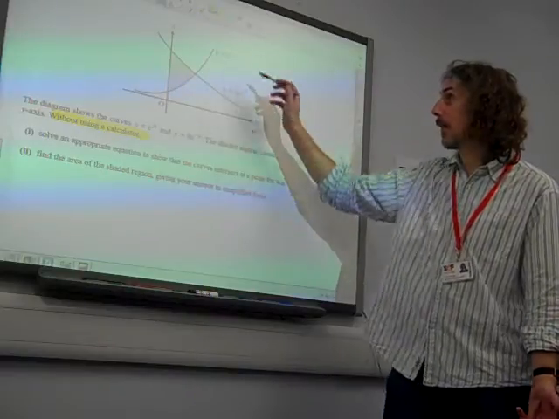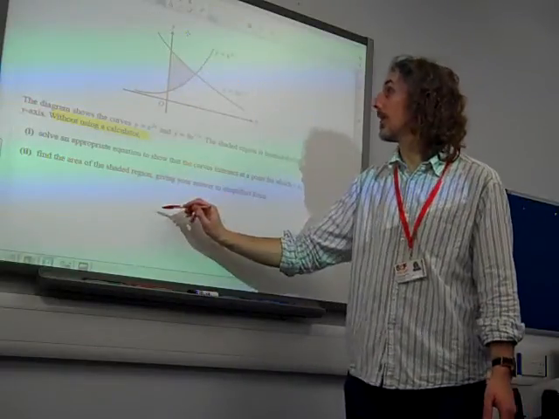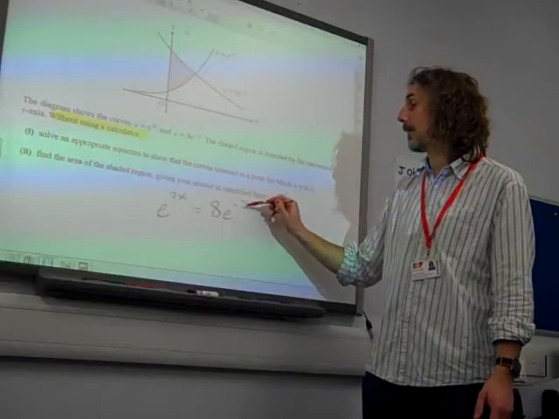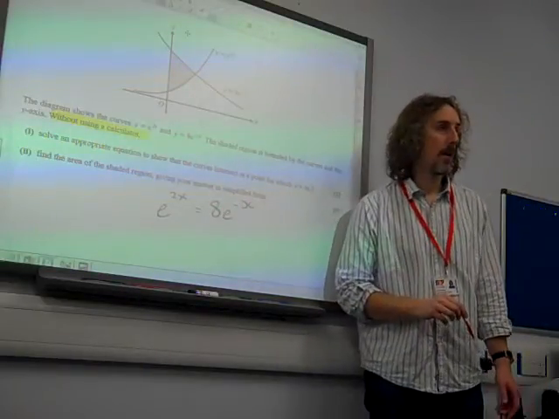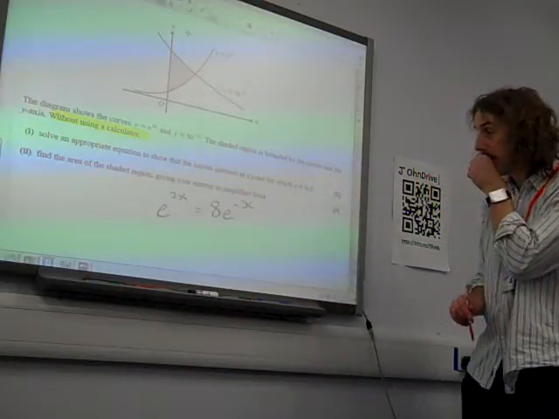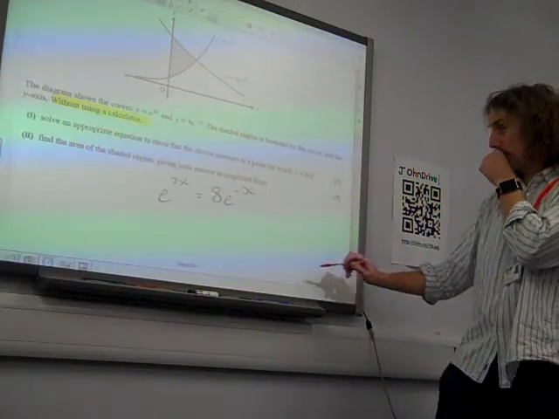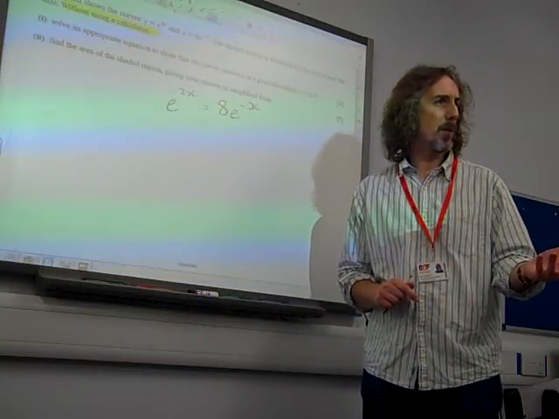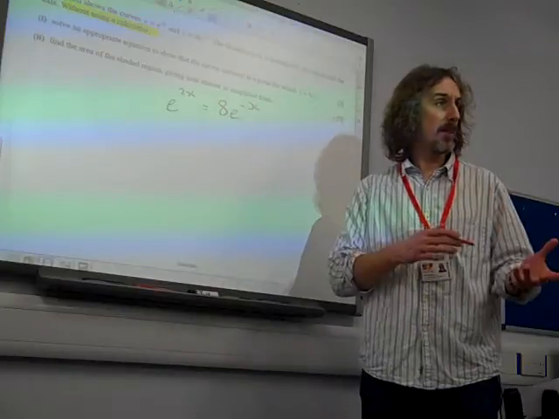It's the intersect where these two things are equal. So we're solving the equation e to the 2x is 8e to the minus x, and we think about how we deal with that as an equation. There are a number of ways we could deal with it. We're just doing logs with the Core 2 gang this week with the lower sixth.